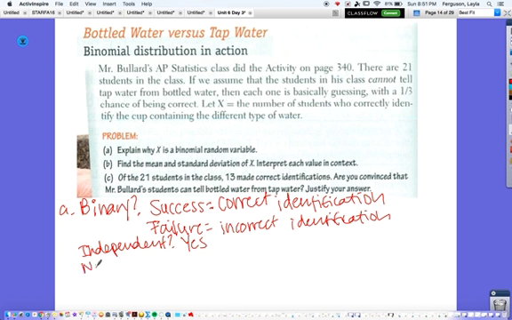The next one is number. So do we know the number of trials that we're looking at? And it tells us there are 21 students in the trial, which means that there are 21 people that we're looking at.